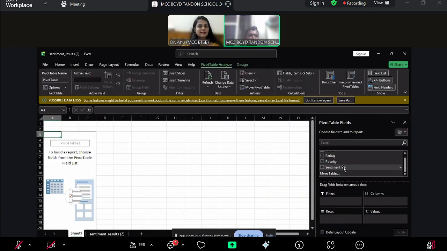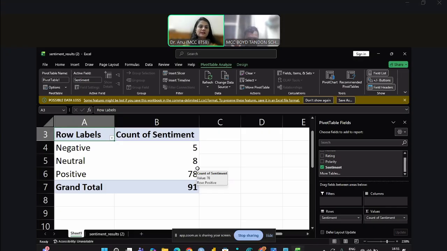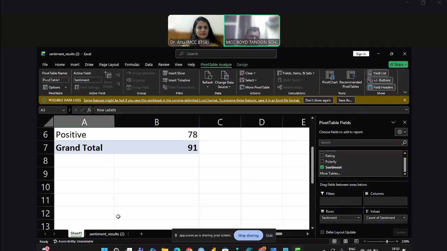So when you filter like this, Sir is doing a pivot table now. He has dropped sentiment to rows and he has also calculated the count of sentiments. So we can see that the total number of positive sentiments is around 78, negative sentiments is around 5, and neutral is 8. So this is how you do the classification of sentiments. When you take sentiment analysis, you have only three outputs: either it is positive, negative, or neutral.